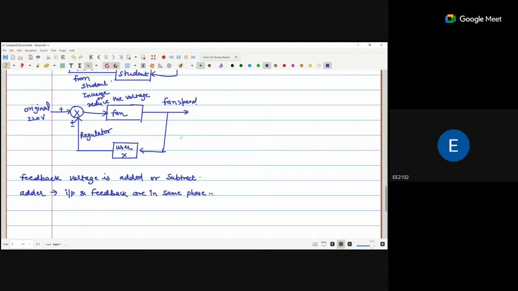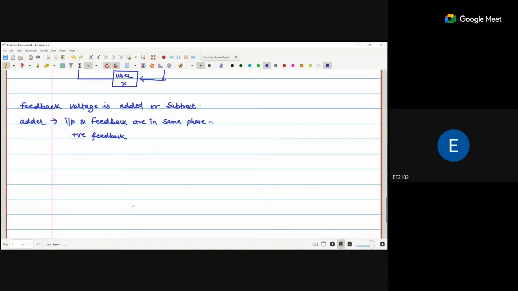That is called positive feedback. Okay, and when we use the subtract, the input and feedback are out of phase. Okay, out of phase. So that is called negative feedback.